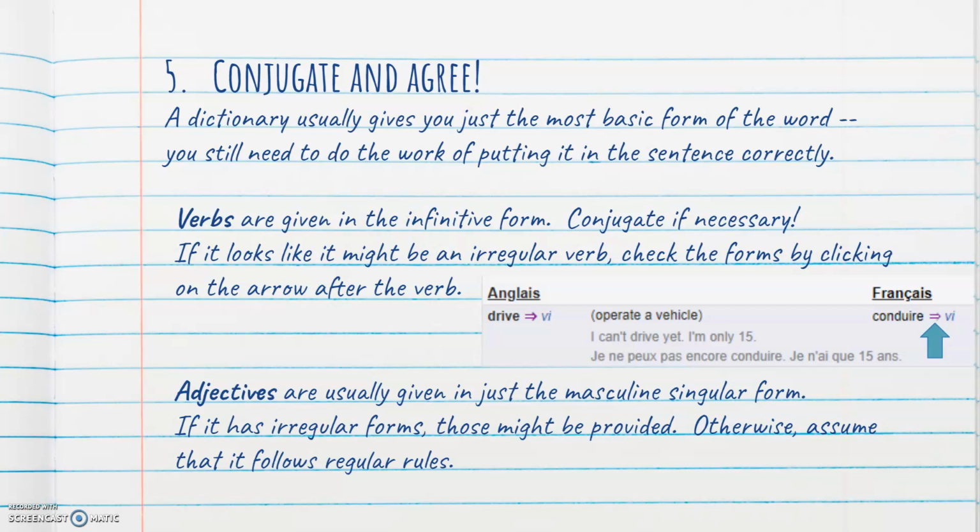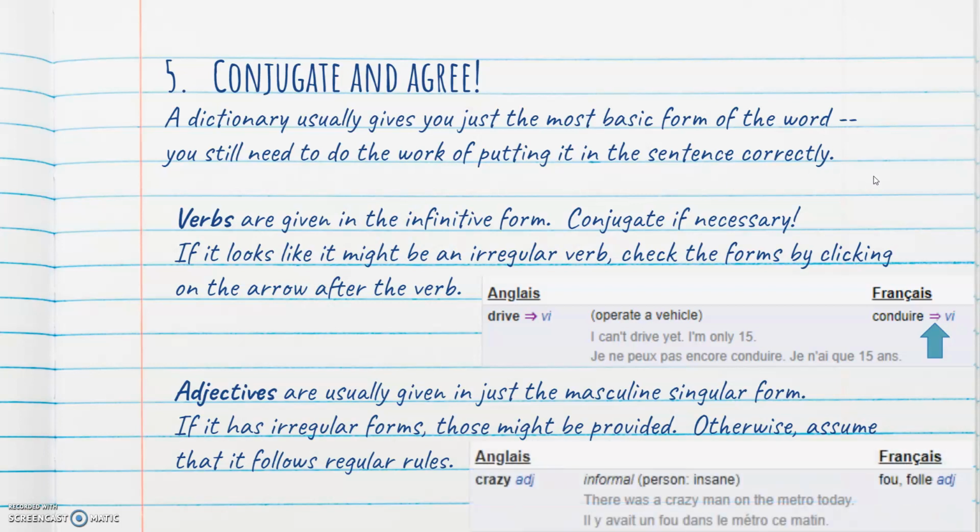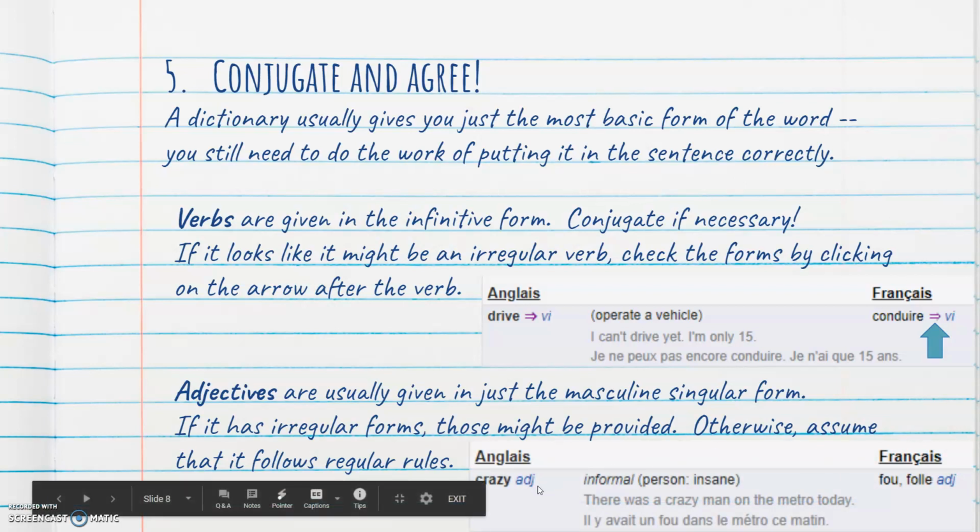If it has irregular forms, those might be provided for you. Otherwise, assume that it follows regular rules. So our regular rules are that we add an E to make it feminine, we add an S to make it plural. When you look up an adjective, you're going to see the ADJ to tell you that it's an adjective.